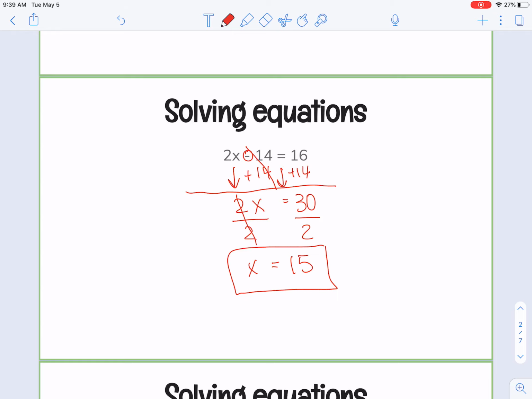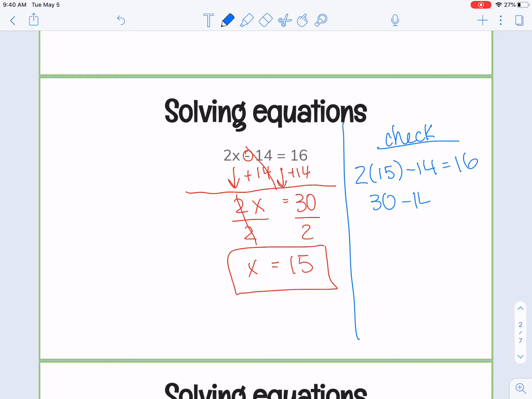Remember, we can always check our work by plugging it back into our original equation. So I'm going to do my check on the side, just in case. I'm going to do 2, plug in my 15, my answer, minus 14, and I'm going to see if that gives you 16. 2 times 15 is 30. 30 minus 14, that does give you 16. So yes, that is correct.